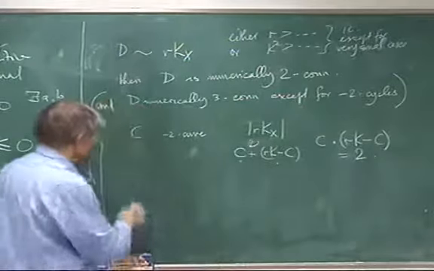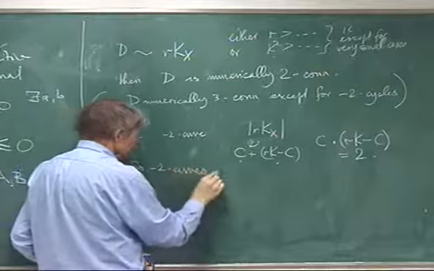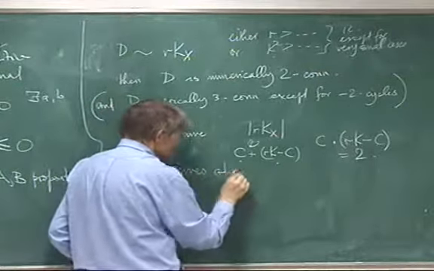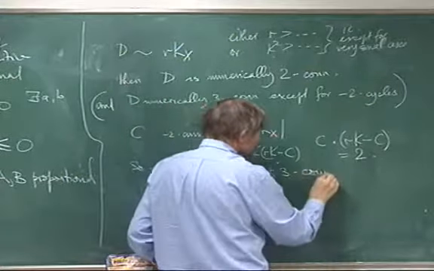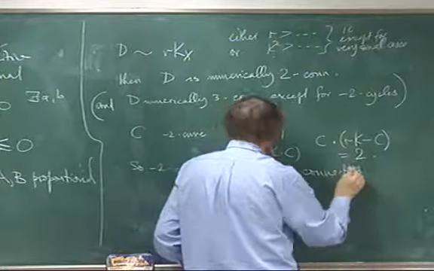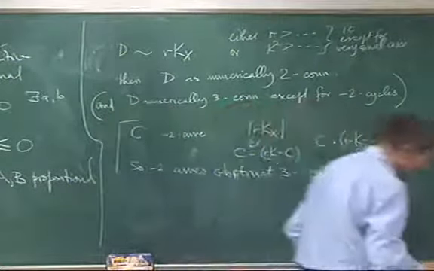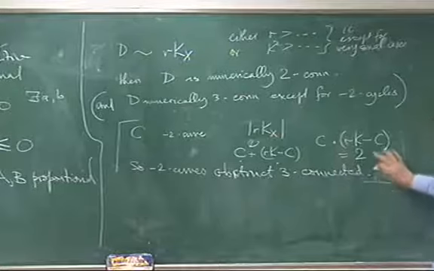Right, so the -2 curves obstruct 3-connectedness. And that's just as well, because if something is 3-connected, then it will separate the points of the curve. It will separate singular points of the divisor. So you can't expect to do any better than this.